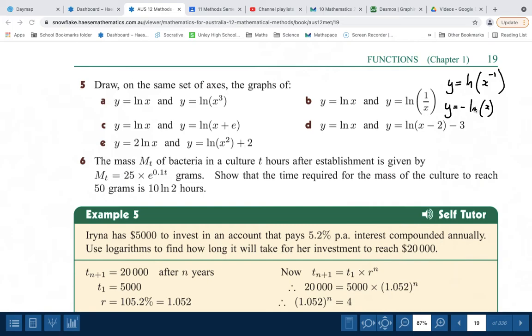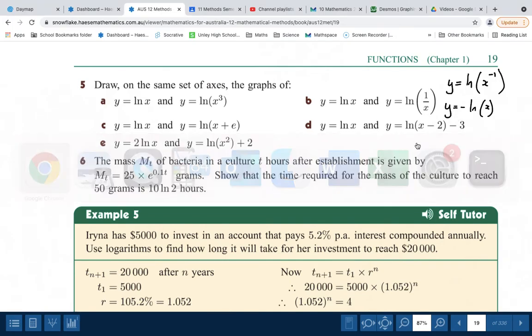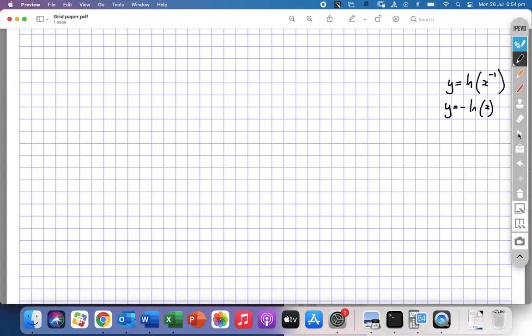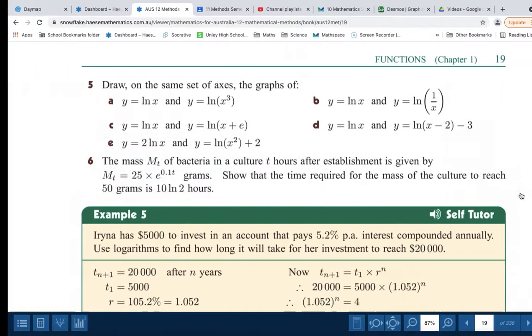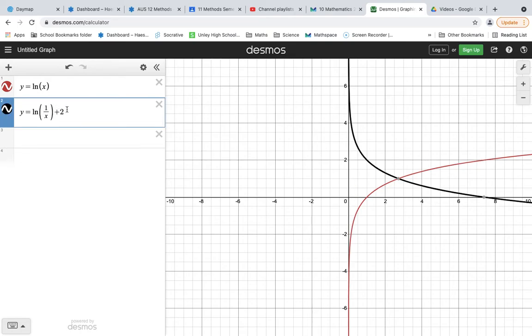So we might graph that and have a quick look on Desmos. So we've got y equals log x. We're comparing that to 1 on x. Don't need the plus 2. And you can see that reflection that's happening there. Yeah, I don't think I need to say too much more about that.